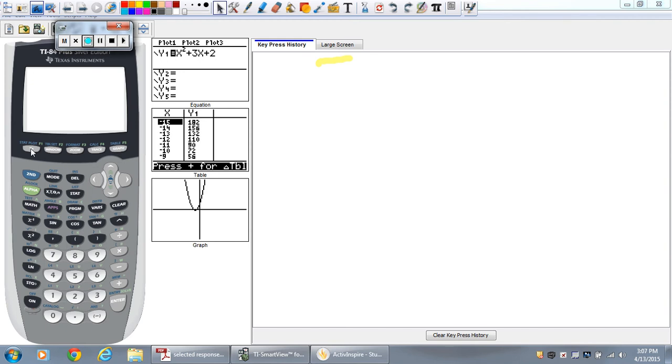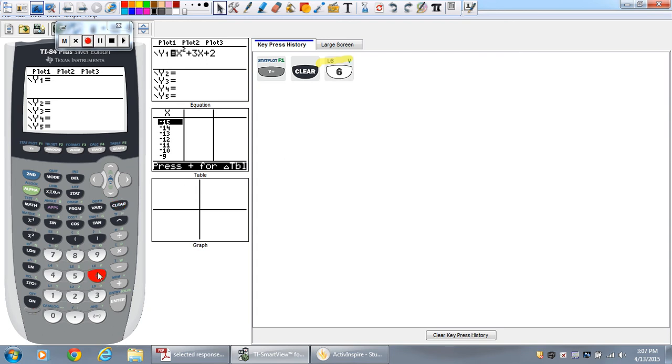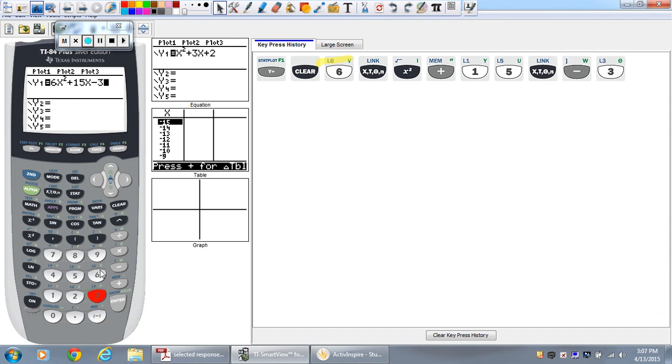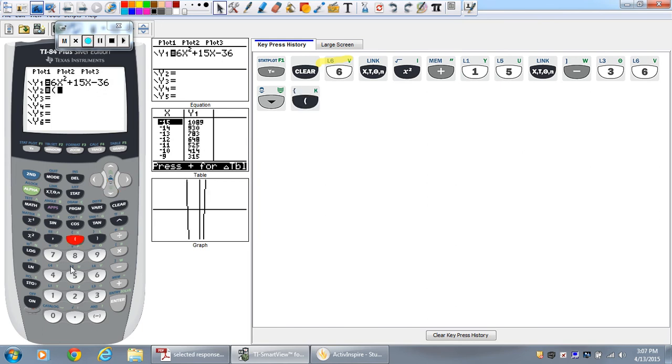On my graphing calculator, I'm going to go to the y equals screen. I'm just going to enter in the 6x squared plus 15x minus 36. And I can graph that if I want now, but then I'll graph the first one just to see if that's the right answer. I'm going to type it in exactly as it is. So 2x minus 3 and x plus 4.